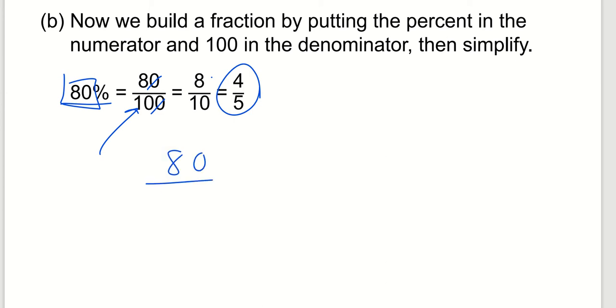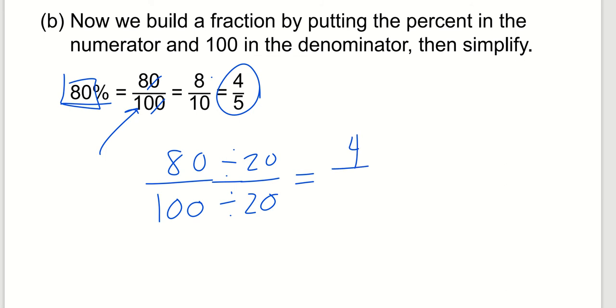Of course, if you're reducing fractions, as we saw before, it's usually easiest to reduce with the GCD. The GCD of 80 and 100 is 20. 20 goes into 80 4 times, goes into 100 5 times, and that would give us our simplest fraction.